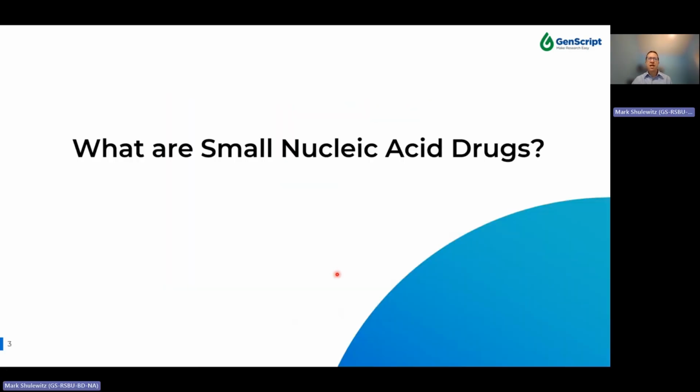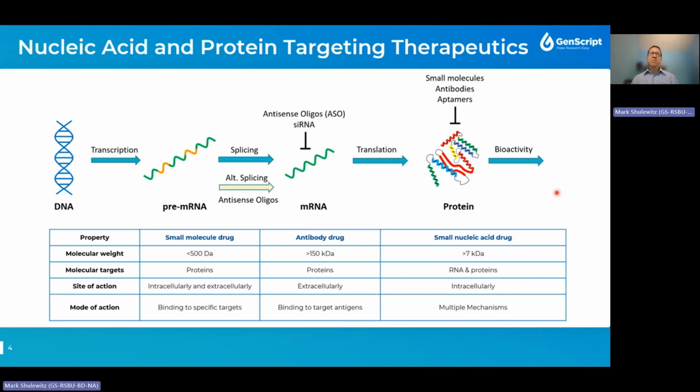First, what are small nucleic acid drugs? To understand small nucleic acid drugs, it's essential to understand the role of proteins in human diseases. Proteins originate as genes encoded in DNA. These genes are transcribed into messenger RNA. In some cases, a pre-messenger RNA is formed, which contains introns that are removed by splicing. Messenger RNA is then translated into proteins, which exert their bioactivity on cells, or can also function extracellularly.